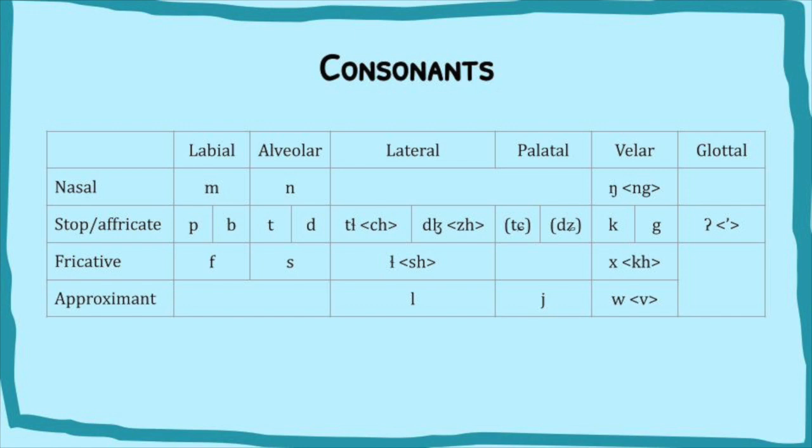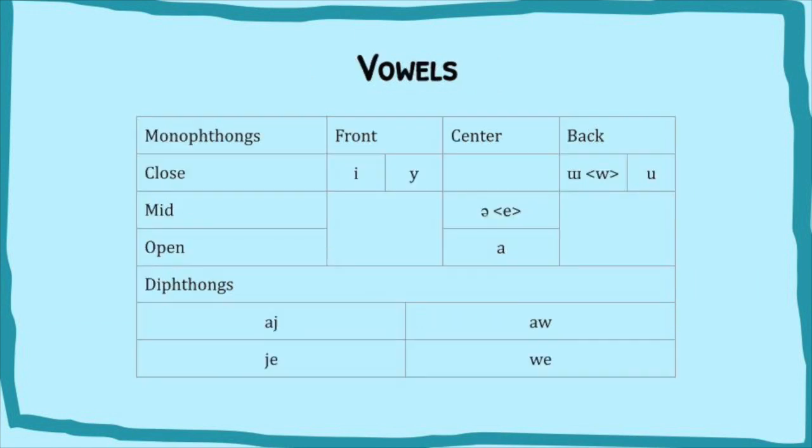The 10 vowels are split between 6 monophthongs or pure vowels and 4 diphthongs, which are like glides. The monophthongs are I, U, U, U, spelled W, A, spelled E, and A. And the diphthongs are I, Au, Ya, spelled J-E, and Wa, spelled V-E.